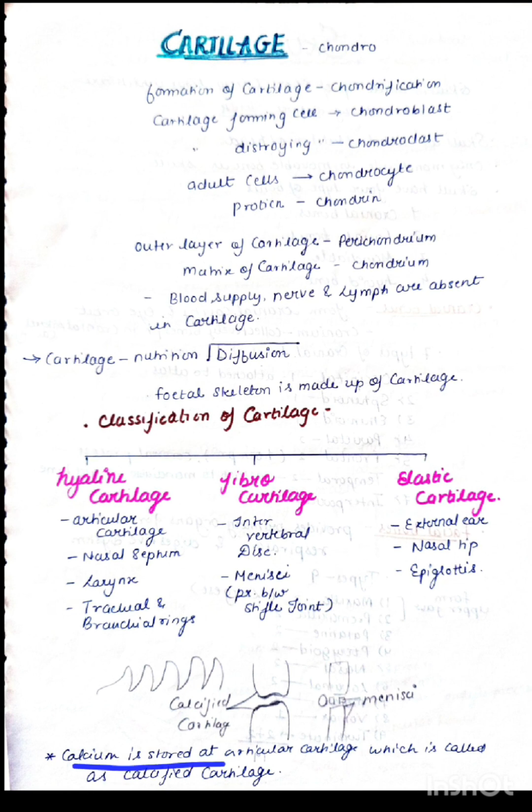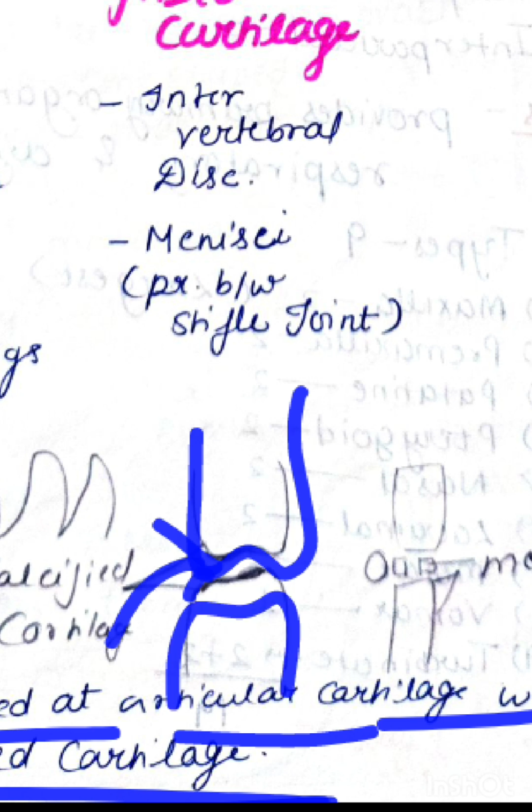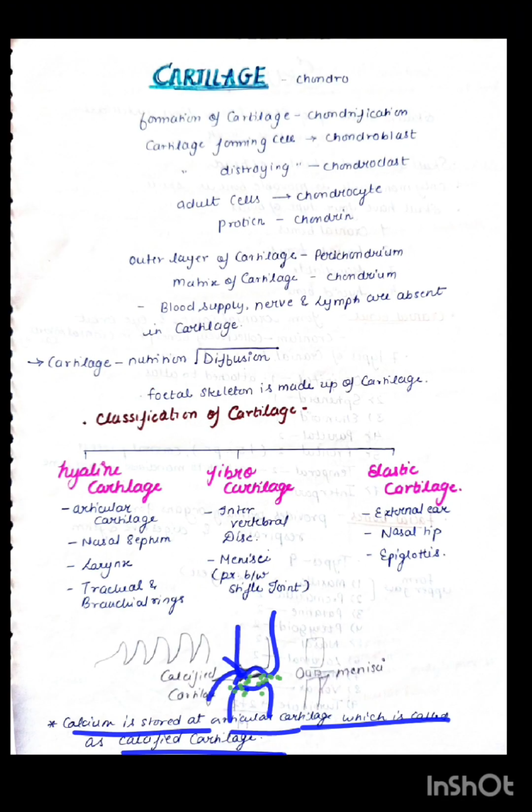Now the calcium is stored at the articular cartilage, which is called the calcified cartilage. The calcium accumulates in this part of the cartilage due to its structure. So this is known as the calcified cartilage. Here the cartilage is completed.